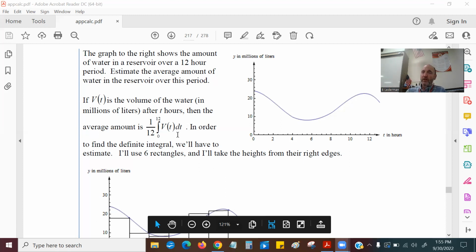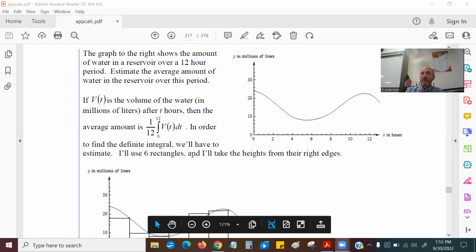So what we're gonna have to do here is go old school. We're gonna have to attack this with little rectangles. We'll Riemann some rectangles. So what we're gonna do is to find this number. Remember, a definite integral is a number. It's not a function, it's a number. So in order to find the definite integral, we have to estimate. So we're gonna make 6 rectangles, which is nice.